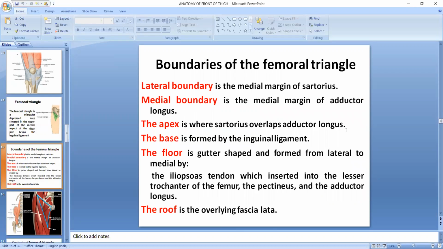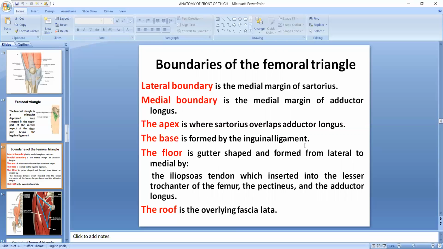Boundaries of the femoral triangle. Lateral boundary is the medial margin of the sartorius, and medial boundary is the medial margin of the adductor longus. And apex is where sartorius overlaps adductor longus, and base is formed by the inguinal ligament.